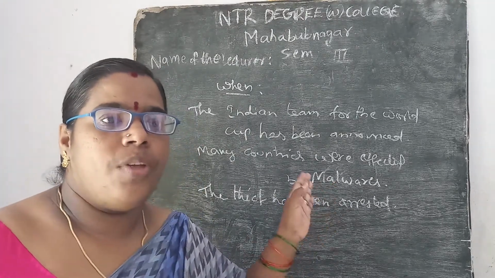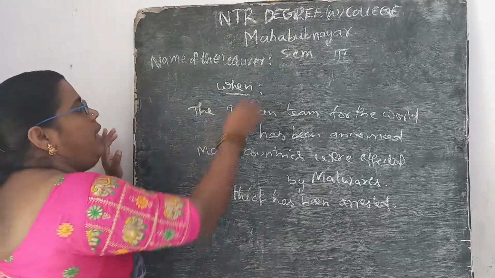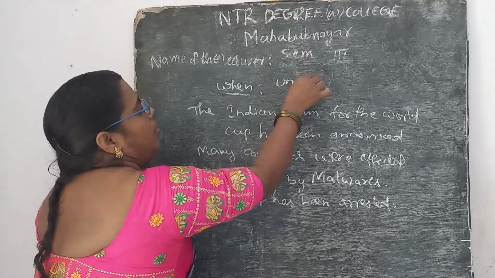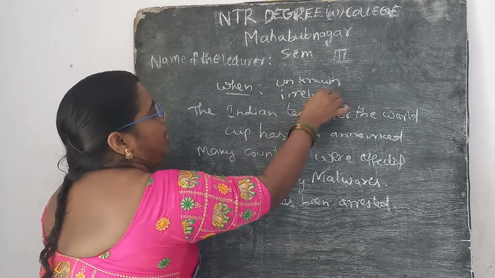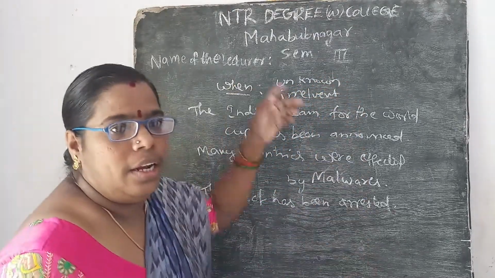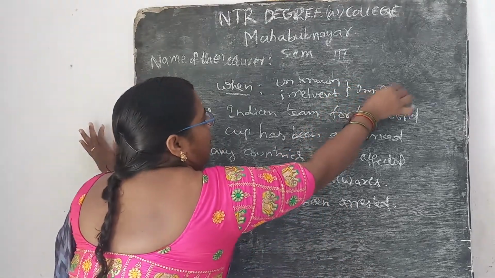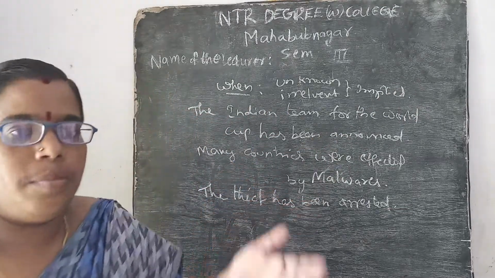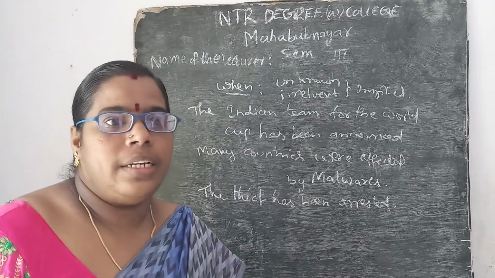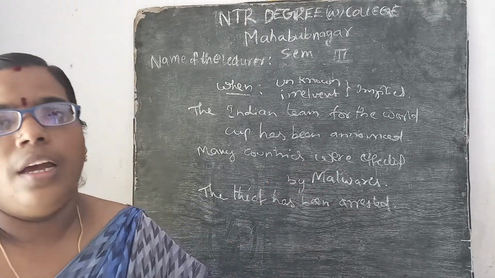So here you can see unknown or irrelevant. That is implied, you can say, and you follow the three examples. The Indian team for the World Cup has been announced. Many countries were affected by the malware. The thief has been arrested.